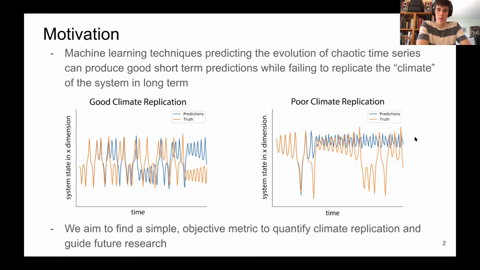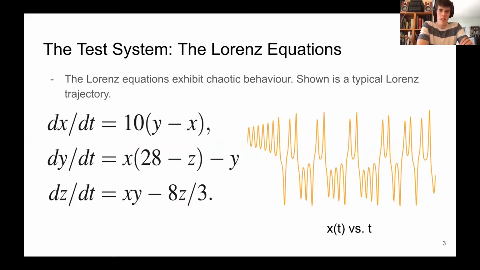we're trying to model. So the goal of this research is to be able to distinguish between these two cases without having to look at the graphs. We want a simple objective metric that can quantify the difference between these two situations. And then we want to ultimately use that metric to guide research on how to make machine learning predictions replicate the climate better.